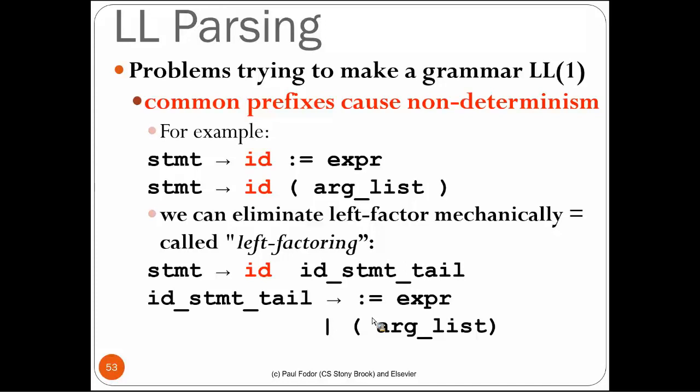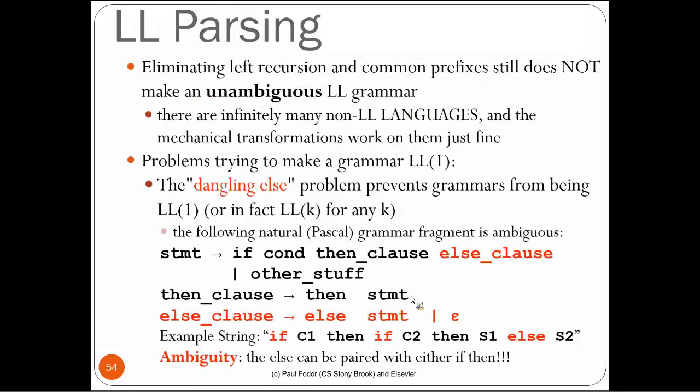If we have m colon equal with 5, then we know that we have an assignment, and we parse deterministically in a single way, unambiguously into a single parse tree. However, even if we eliminate all the recursion and the common prefixes, it still doesn't make the grammar an unambiguous LL grammar. In fact, there are infinitely many non-LL languages where mechanical transformation works fine, but the output is not an LL1 grammar.